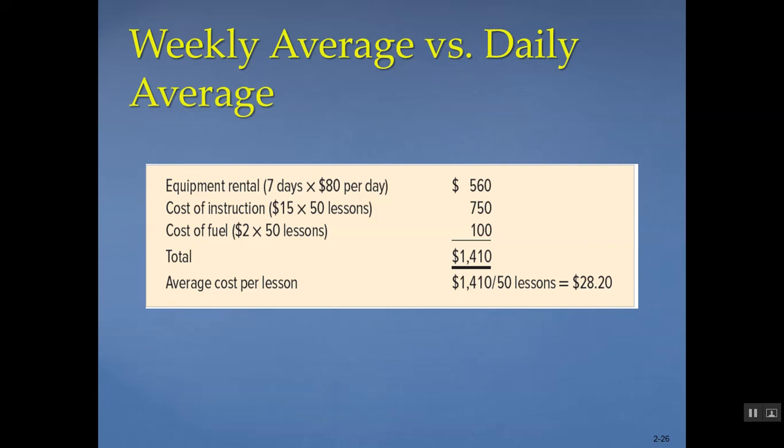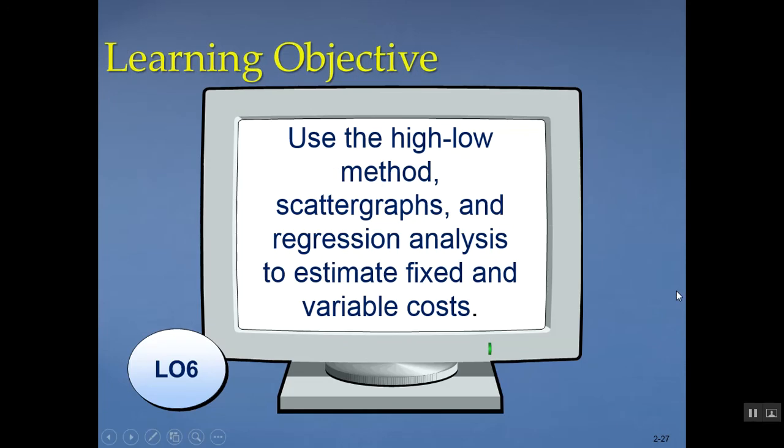So instead, what we do is we come up with weekly, quarterly, monthly averages. So we look at our daily activity and then we try to project out what would happen on a weekly basis. So here we're saying that there's 7 days at $80 per day. On average, every week we're doing 50 lessons. We're going to calculate those and we're going to come up with an average cost per lesson of $28.20. Then we can calculate how much we should be charging our customers now that we know it's costing us on average $28.20 per lesson. So I'm going to pause here and flip over to the next video where we're going to talk about the high-low method and regression analysis.